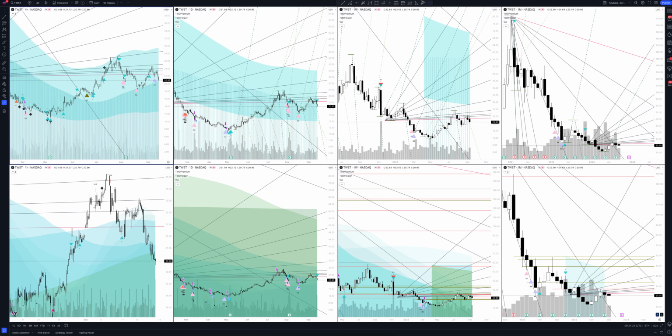Today we will take a look at TWIST Bioscience stock. Let's analyze the market situation and find out how you can make money on it. Let's start.